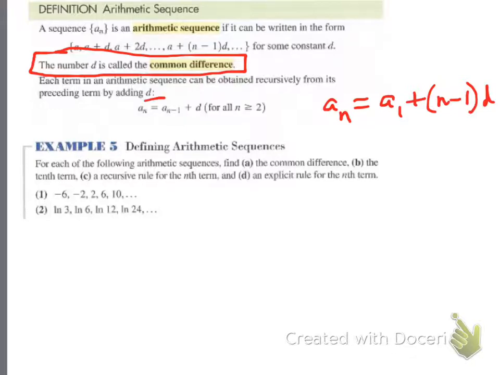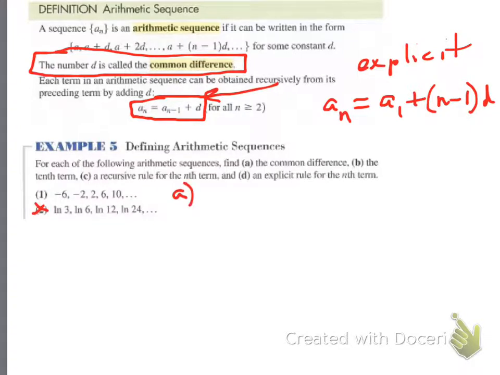Now, recursively, this is the formula. So this is explicit, and this is recursive. For number 1, and we're only going to do number 1, we're not going to do number 2. Part A says find the common difference. Well, it appears that our common difference is positive 4 because we're adding 4 every time.